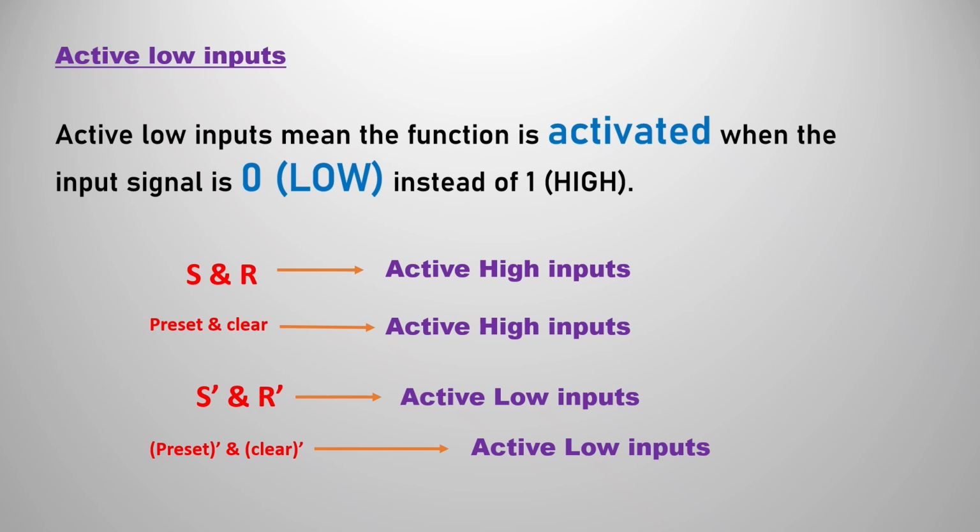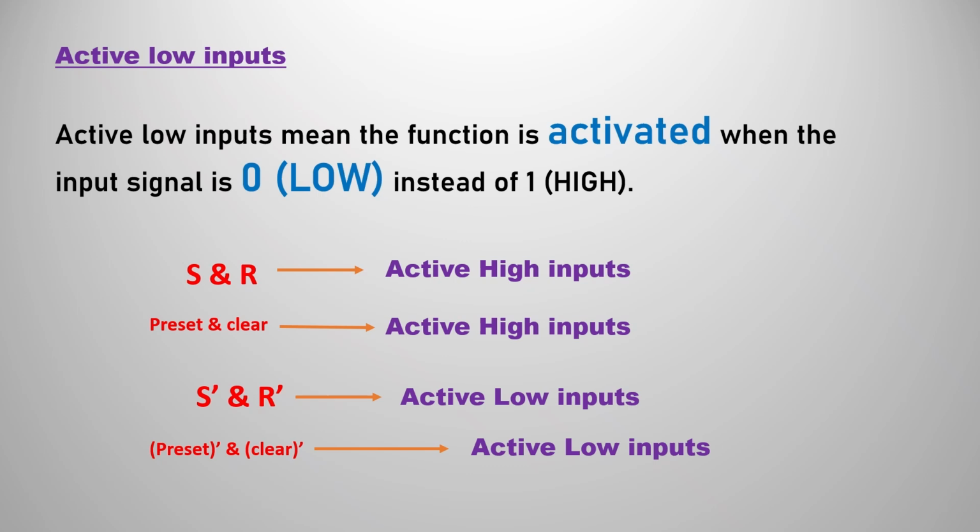In the same way, we have something called active low inputs. Active low inputs mean just the opposite, or the bar. If you observe the definition, active low inputs means the function is activated when the input signal is low instead of 1. So if you observe S and R, active high inputs, those are preset and clear, normal preset and clear. But if you have the opposite, that is S bar, R bar, those are known as active low inputs, or preset bar and clear bar, that is active low inputs.